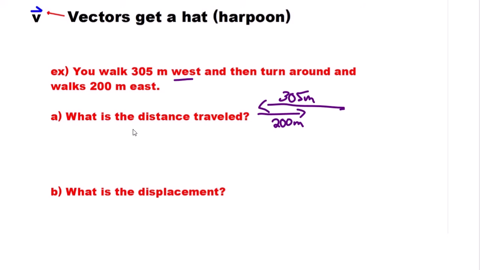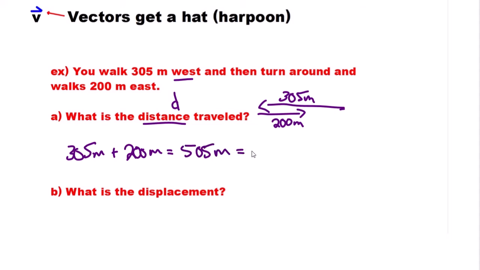If I want to find my total distance, remember that's our scalar, so that's just going to be the total path that we walked. We went 305 meters plus another 200 meters. So that is 505 meters total is my distance traveled. Your distance is like your odometer on your car. It always counts up. But the displacement, that's where you end up relative to where you started.